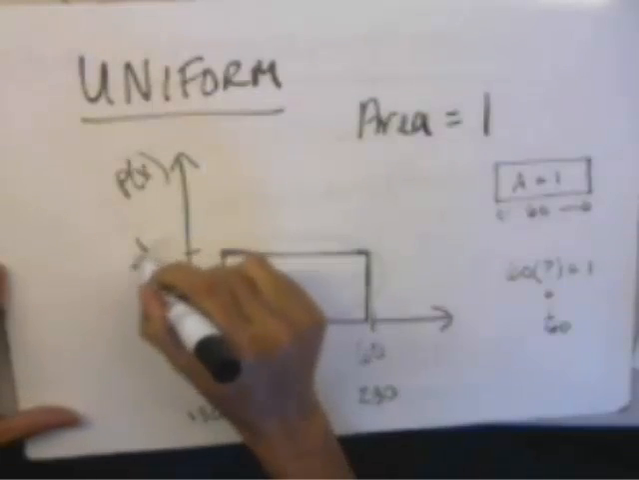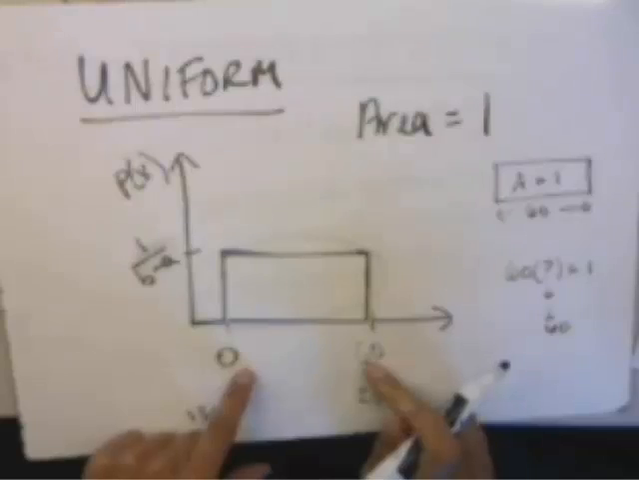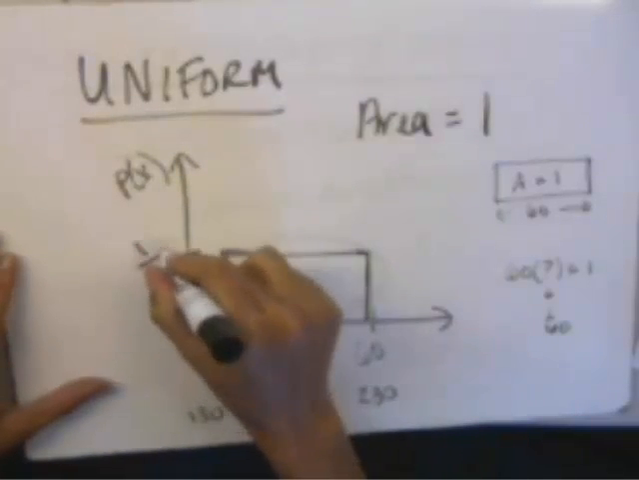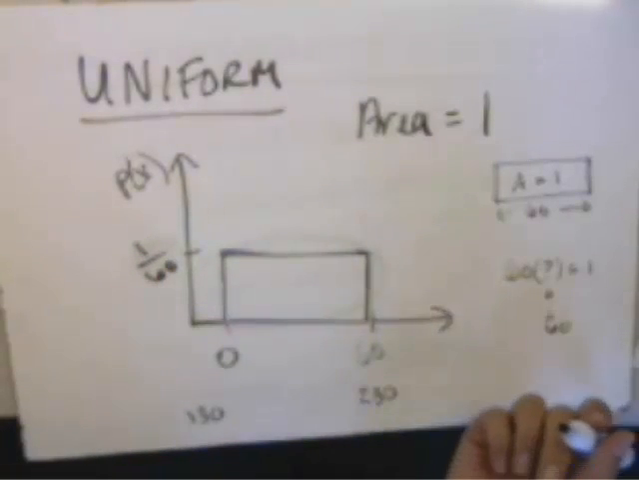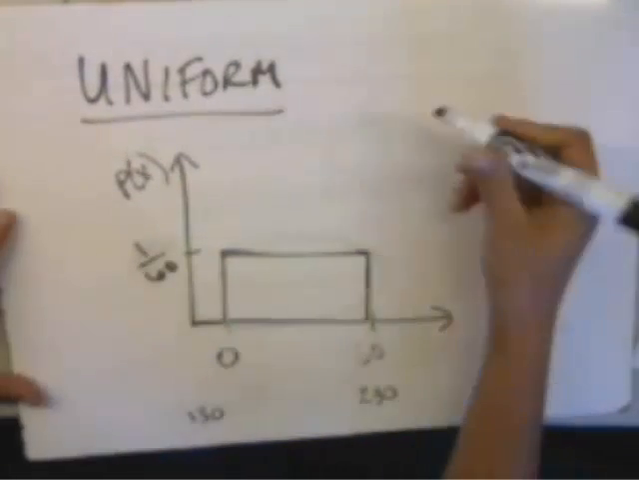And really, basically, it'll be 1 over whatever b minus a is, right? Whatever this length is, in this case 1/60th. Well, that's fine, but I really don't need to know that for uniform probability. I told you that it was the easiest one, and here's the idea.